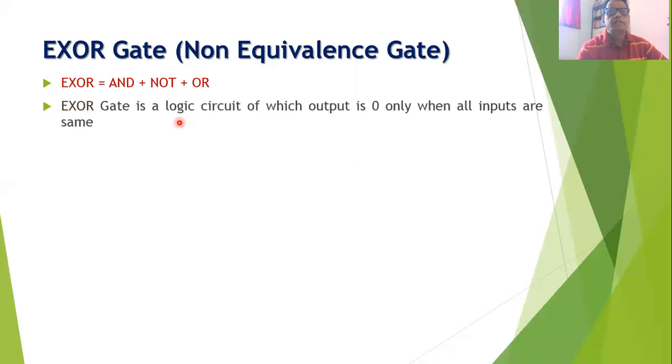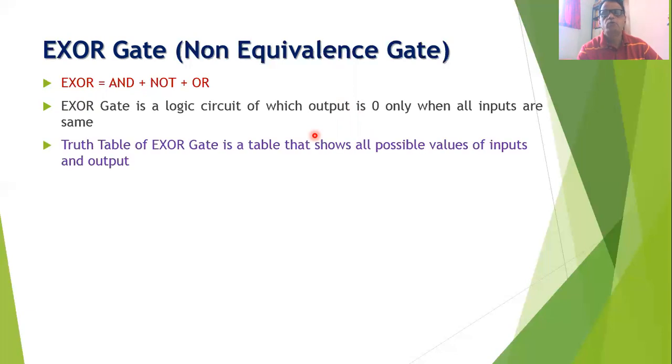Now we can define the exclusive OR gate. You will find that exclusive OR gate is a logic circuit of which the output is 0 when all the inputs are the same. Or in other words, we can say that the output of the exclusive OR gate is 1 when the inputs are different. And therefore, you will find that this gate is called a non-equivalence gate.